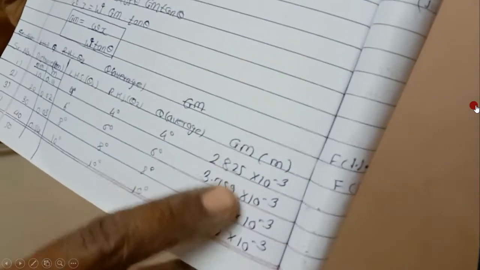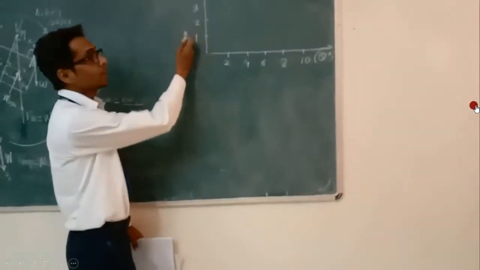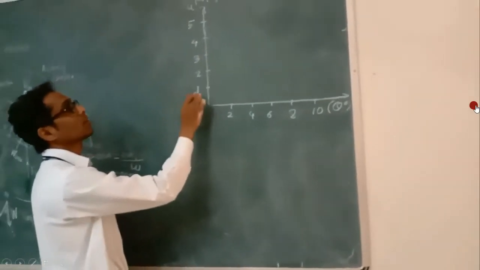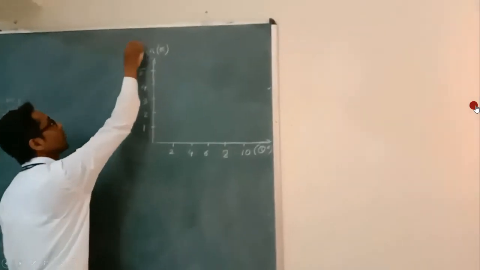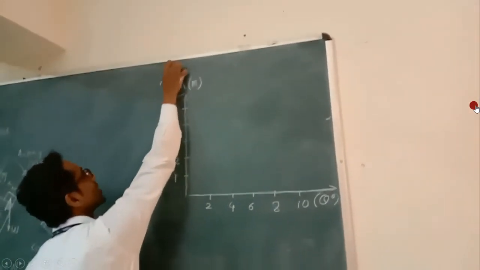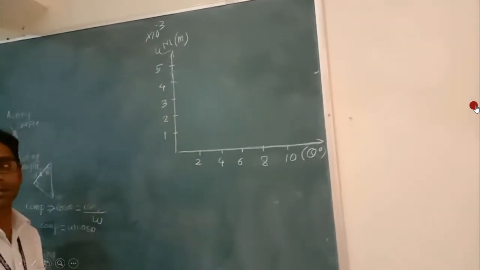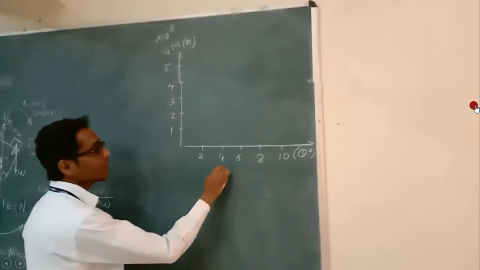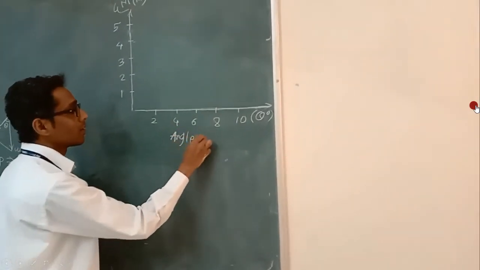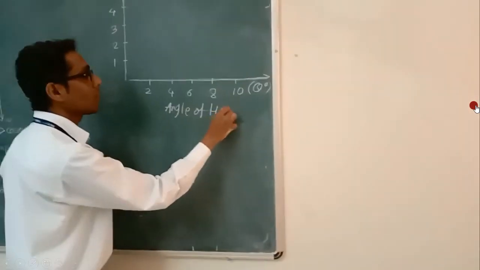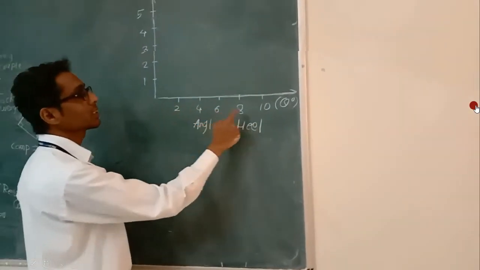Now this we will take on the y-axis. Here is the scale of the y-axis. On the y-axis we take the metacentric height, multiplied by 10 raised to minus 1, with 1, 2, 3, 4, 5, in meters. The angle of heel, theta, we will take on the x-axis: 2, 4, 6, 8, 10.